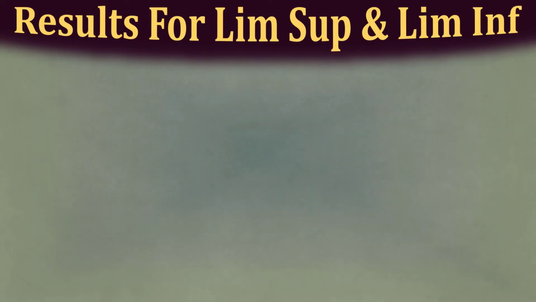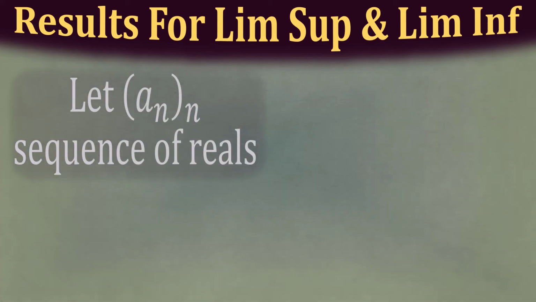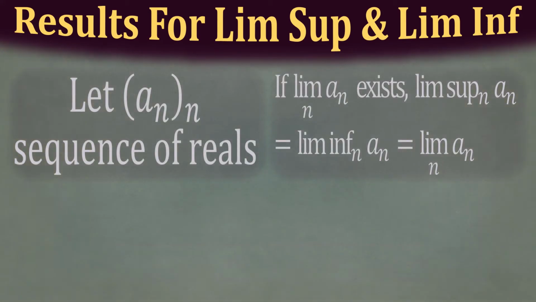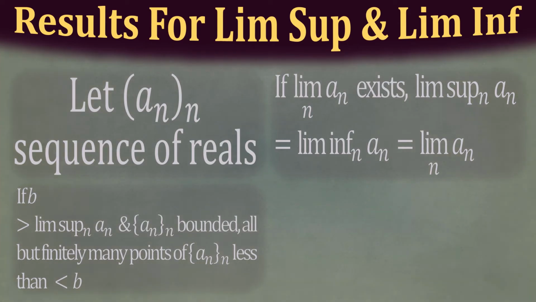Let an be a sequence of reals. If the limit of an exists, then the lim sup of an equals the lim inf of an, which is equal to the limit of an. If b is greater than the lim sup of an and an is bounded, then all but finitely many points of an are less than b.